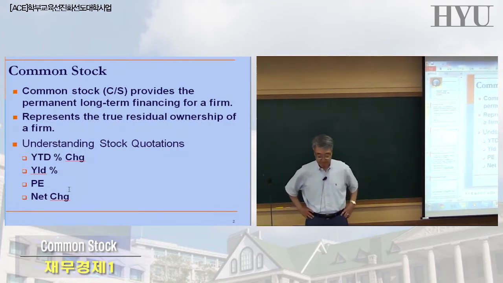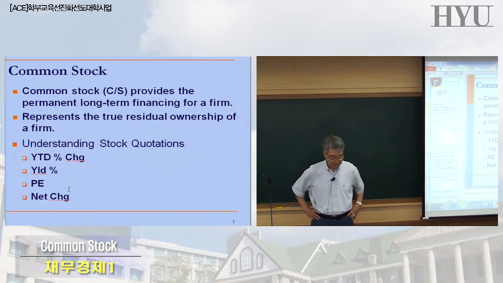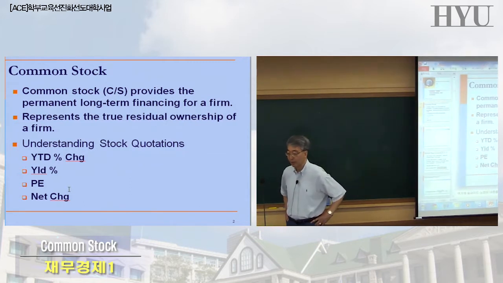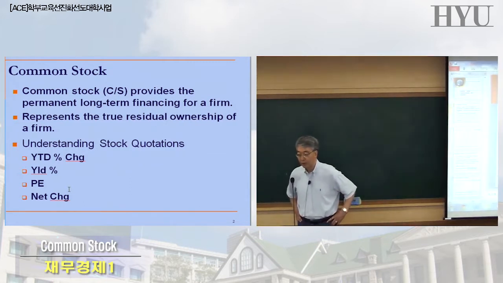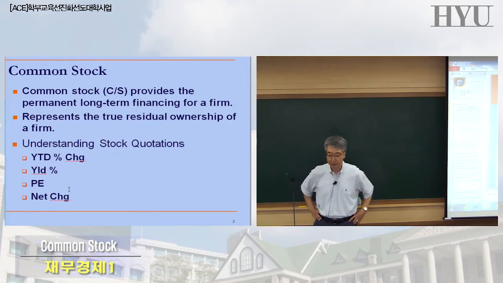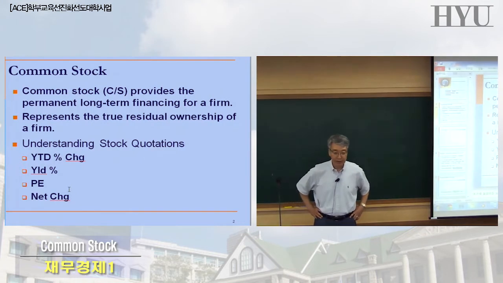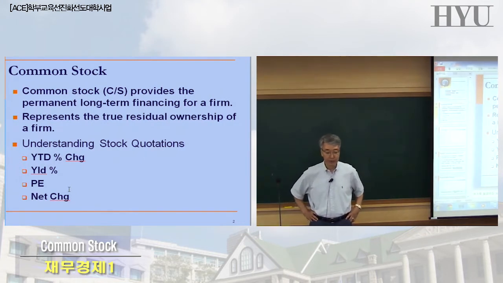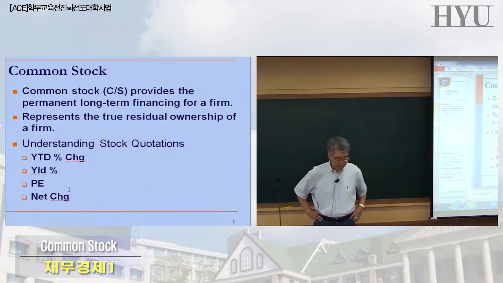All right. Common stock is a permanent long-term financing. What that means is there is no maturity, okay? Like bonds. Bonds have maturity, so you can issue the bond, but after 10 years or 20 years, when the maturity comes, you have to pay it back. Right? But stock is ownership of a company. You're selling the ownership, okay? So there is no maturity. It's a permanent long-term financing. You don't have to pay it back.